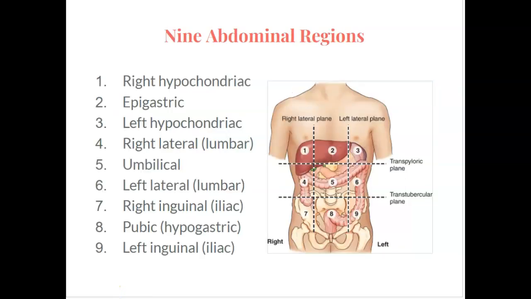Now we're going to look at the 9 abdominal regions. So now we're breaking it up even further into 9 different regions. This really isn't used too much now in radiology, but you do still need to know all 9 regions. So we have the right hypochondriac region, the epigastric, and then the left hypochondriac region. Moving down to the middle, the right lateral, the umbilical, and the left lateral. Moving down to the bottom, right inguinal, the pubic area, and the left inguinal. So again, just memorize these.